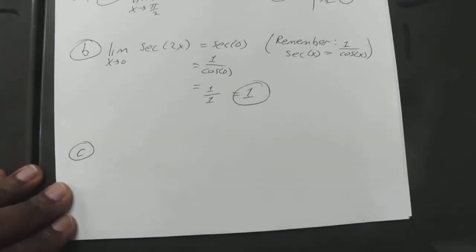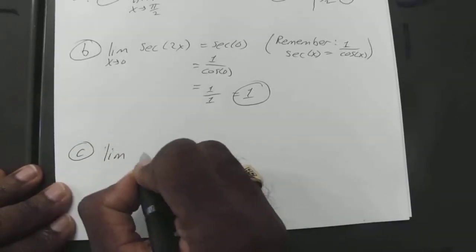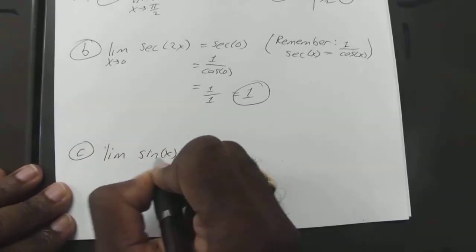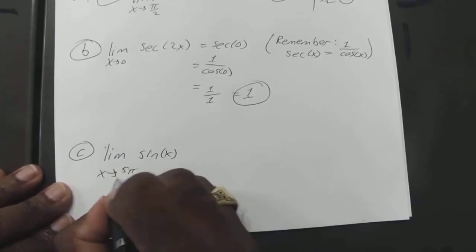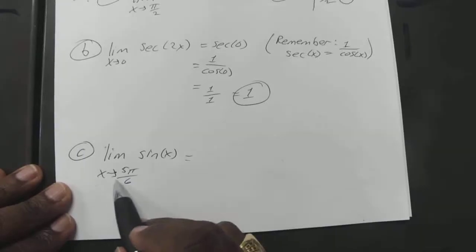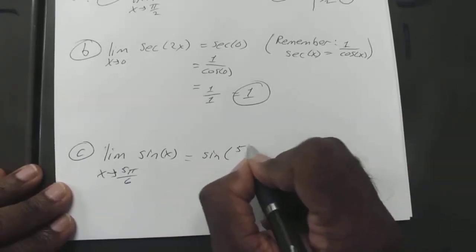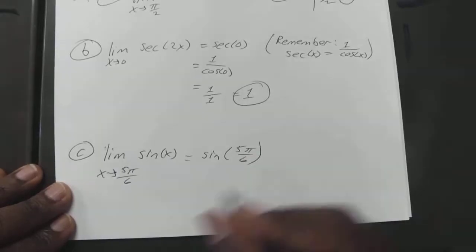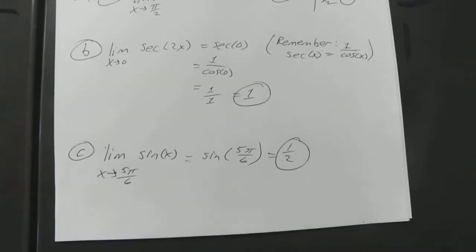And for problem C, we have the limit of sine of x as x approaches 5 pi over 6. Once again, you just plug it in. Sine of 5 pi over 6, and you get 1/2. Okay. I just threw in C because I didn't want you to think it was always going to equal 1. Just threw in something else.